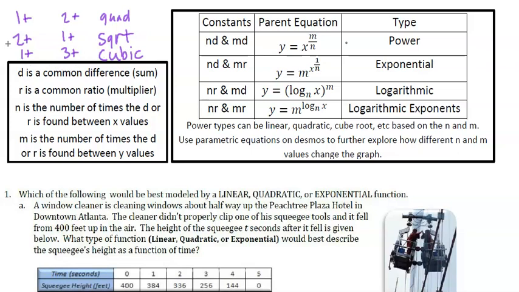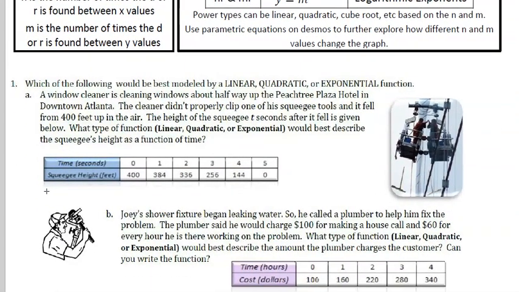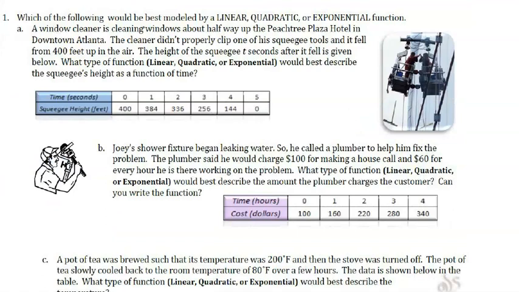The ones that you'll see the most, though, are linear and exponential. Linear would be a first common difference and a first common difference. So let's look at number 1. Which of the following would be best modeled by a linear, quadratic, or exponential function?